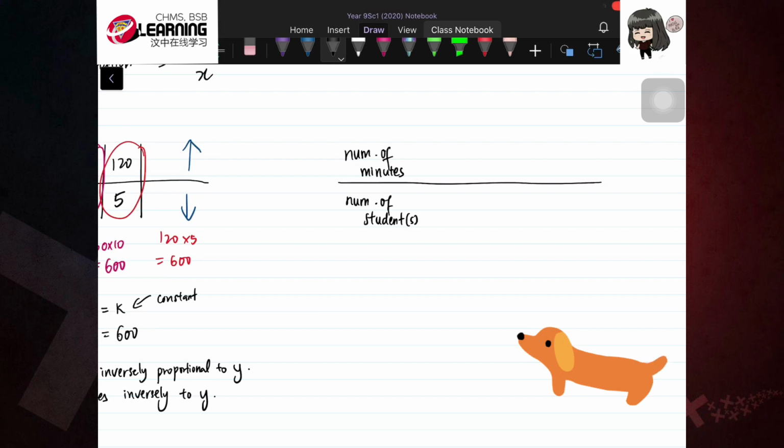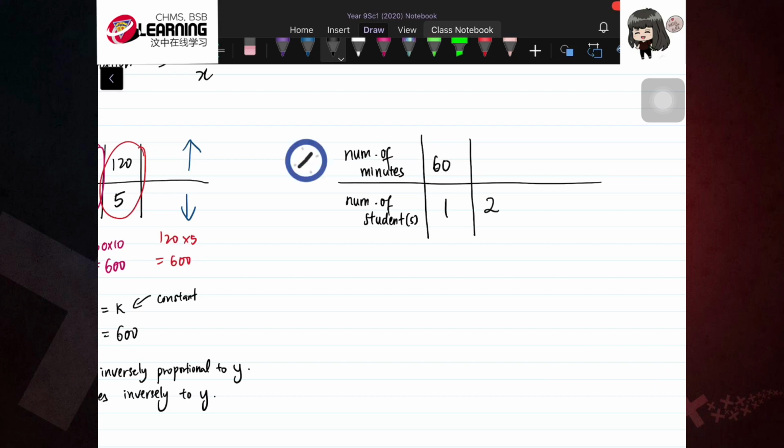Okay, students. Let's say we have one student to clean the whole classroom, including wiping the whiteboard, arranging the tables and everything, and it takes 60 minutes to clean up everything. What if we have two students, another one more student to help out? Is the number of minutes, the time, increasing or decreasing?